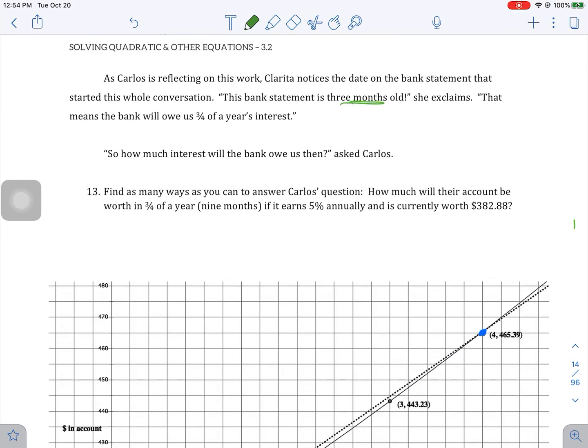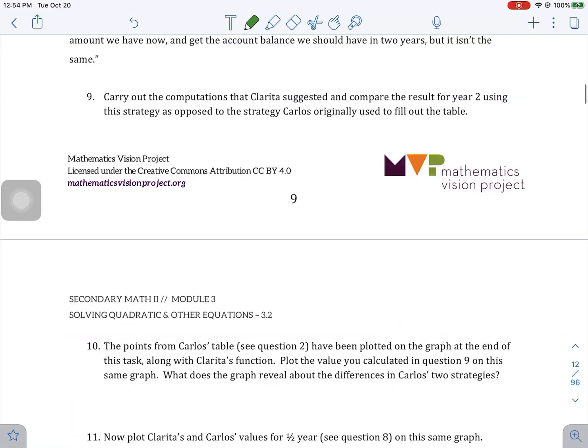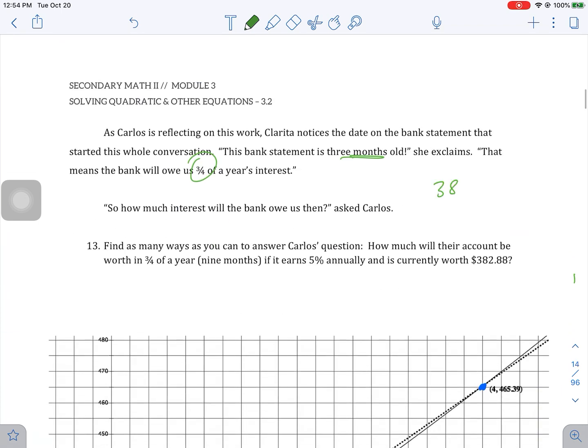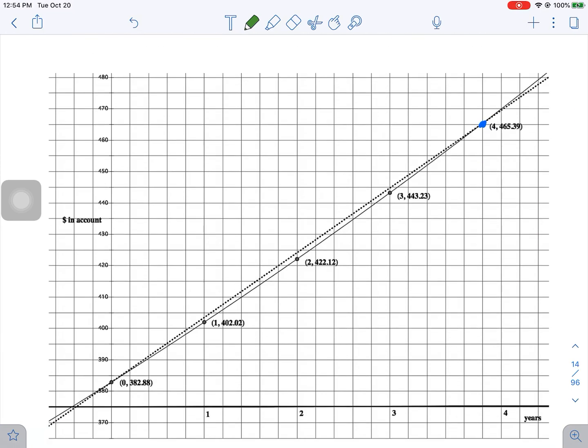Another way is 3 months. We could use the same equation. It's 3/4 of a year. So if we start with 382.88 and we're multiplying it by 1.05, but it's to the 3/4 of a year, that would give us the amount after 3/4 of a year, right? And that amount is actually, oh, these are in years, so that's not right. The amount is actually 3/4.